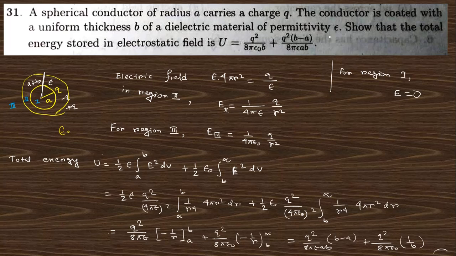In this region the conductor is coated with uniform thickness b. I think there is an error. The conductor is coated with uniform thickness b of the dielectric medium. So in this region this is minus q, and this is plus q. So in region 2 actually the electric field will be 0. This will be 0, and for region 3, no, that's not true. Sorry.